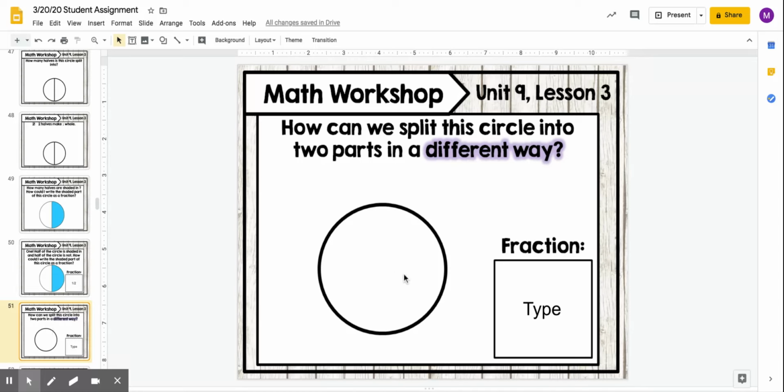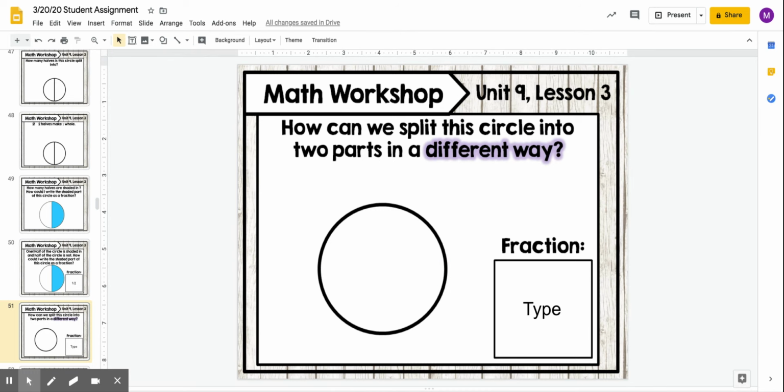How can we split this circle into two parts in a different way? So instead of going up and down, how can we do this? Here's what you're going to need to do during this lesson. You will click on the line and click to add a line. Now I'm going to put the cursor where I want to draw a line, and I will click and drag to draw a line. So that's how we already had the circle split into two parts. How could I do that a different way?